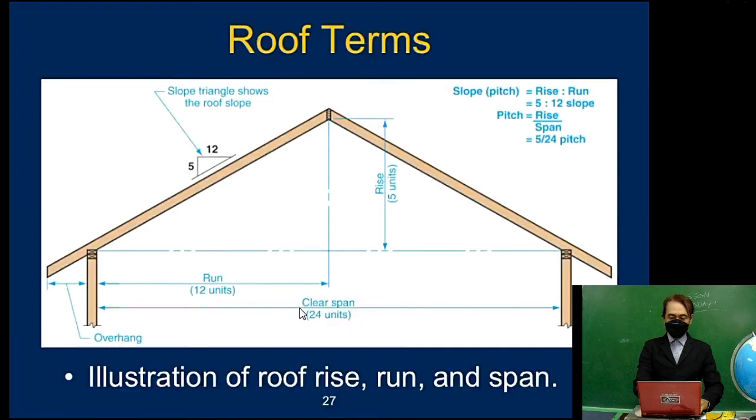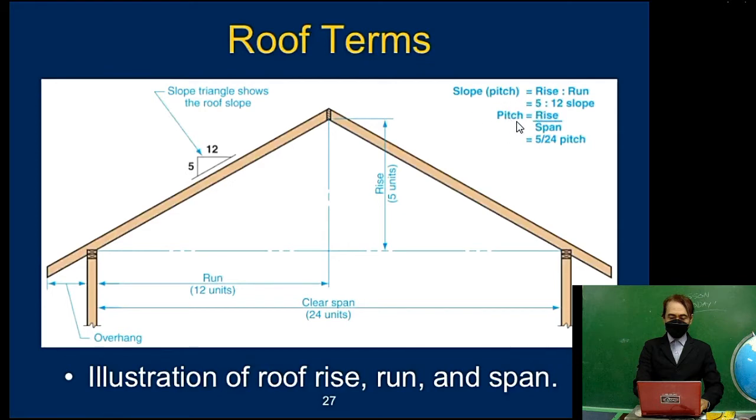Okay, so here is the span from the left column going to the right, and this is the rise right here, guys. So there is an overhang. Slope pitch is equal to, here's a formula, guys, for the slope of your roof.